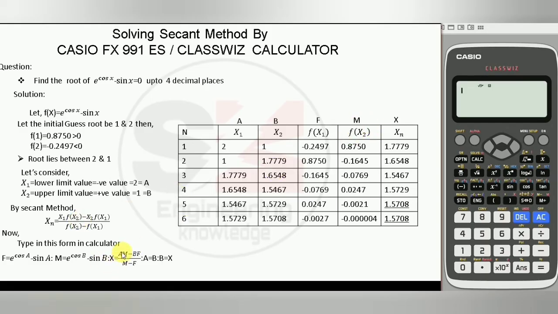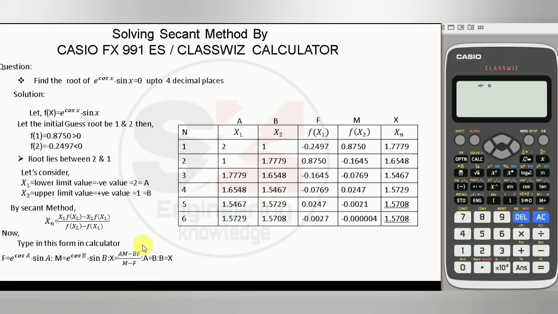Then simply write a times m minus b times f. Here b means x2, and f means the function f(x1), and this m minus f. Then we have to substitute the value of a equal to b. We have to change the value of a so that the b value will be stored in a and the x value will be stored in b. Then after writing this, we can solve by a single step.